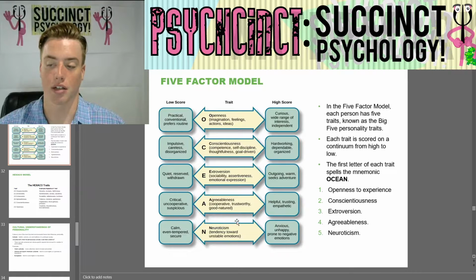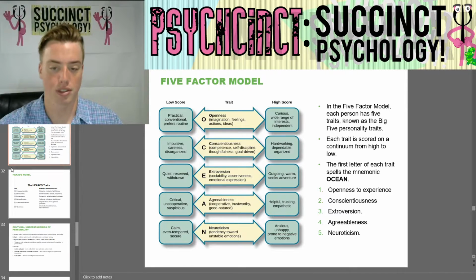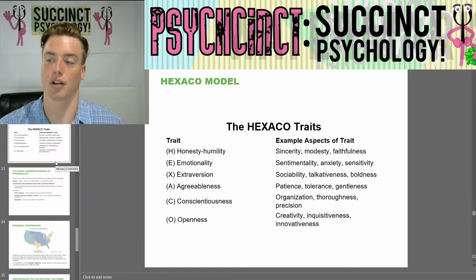And finally, N, neuroticism, which is a tendency toward unstable emotions. Low score, you are calm, even-tempered, and secure. But if you have a high score, you are anxious, unhappy, and prone to negative emotions. So that is the 5-factor model. Next, we have the Hexagon model.